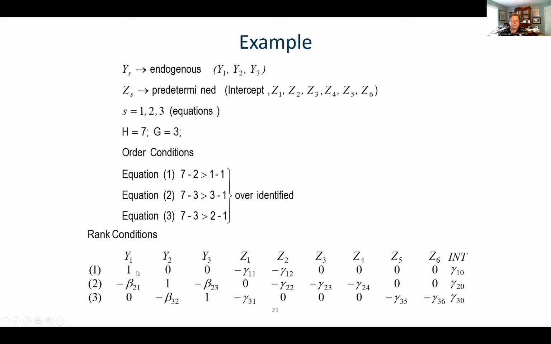And what we need to do, according to the rank condition, so if you take a look at equation 1, what you want to consider is the set of coefficients, both from the endogenous variables and the predetermined variables that are excluded from the equation, but appearing in the other equations. So notice, what coefficients are excluded from equation 1? Well, the coefficients associated with y2 and y3 are excluded, and the same for z3 through z6.